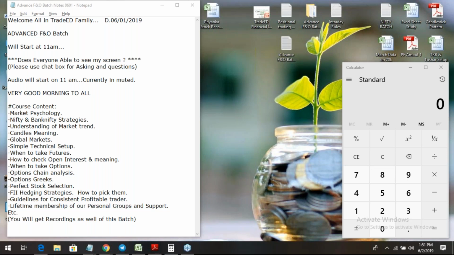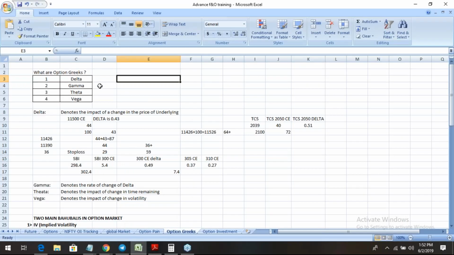If we know that market is going upside, then which call is good? If we know that market is going down and you want to buy put, which put do we have to buy? Okay, so let's start option Greeks. Option Greeks have four types. Hope everybody knows: delta, gamma, theta, and vega, right?